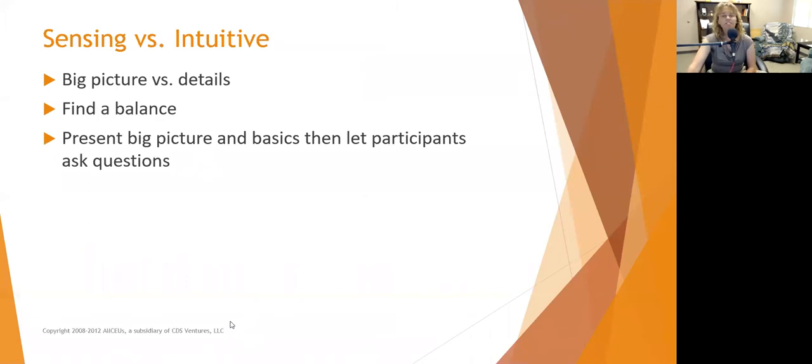So sensing versus intuitive. Your intuitive people see the big picture and may miss the details. Your sensing people are going to be more detail oriented. So we need to find that balance. A lot of times you want to try to avoid getting too far into the weeds, and clients will tell you when they need more explanation on something.